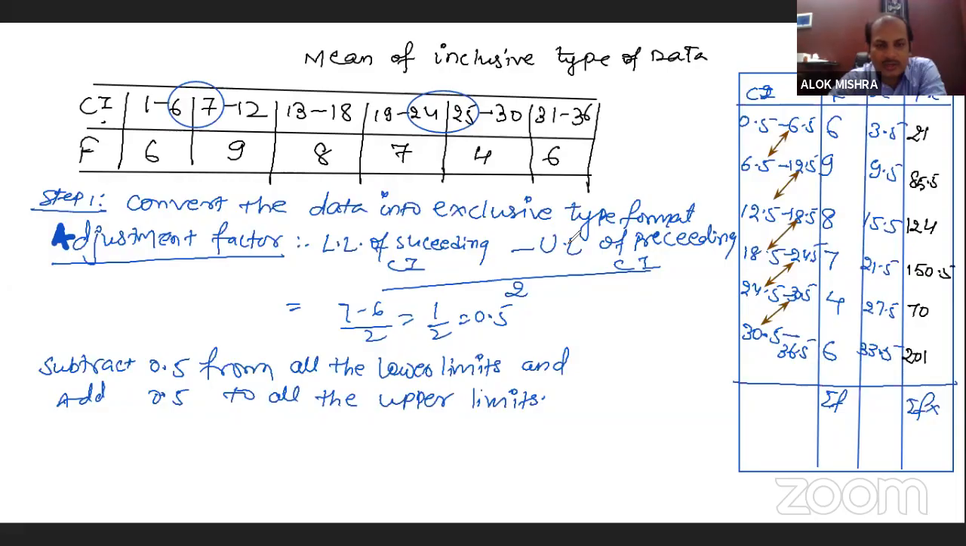Yes, Ria, are the values correct? So 4 multiplied by 27.5 should be 110. Yes. It should be 110. What were the remaining values?